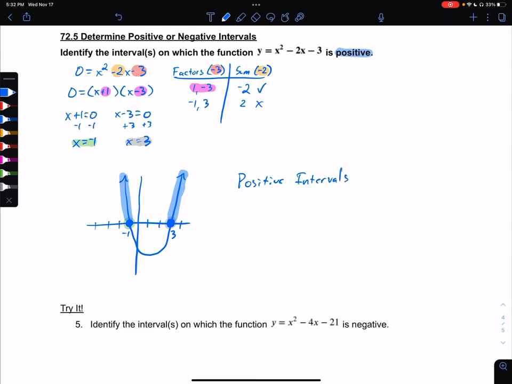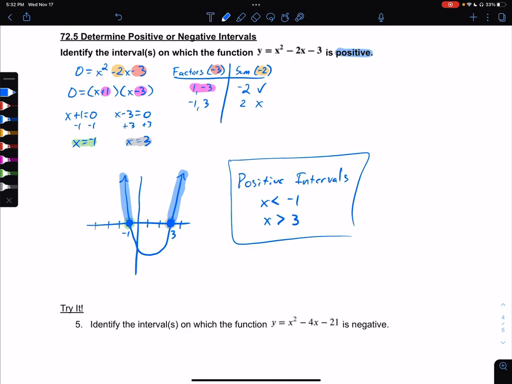are, in relation to -1, x less than -1, because we want the values that are left of -1. And in terms of the 3, the x values greater than 3, because we're moving to the right of 3. So my positive intervals are right there.